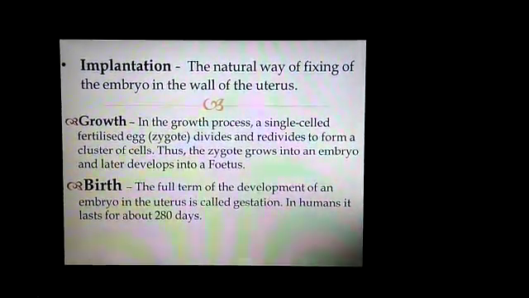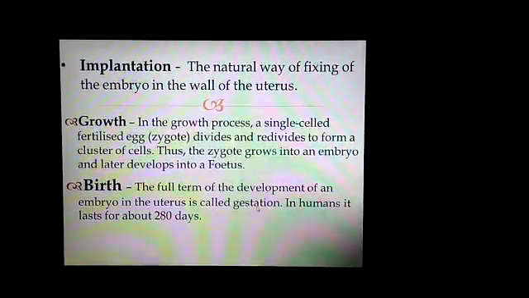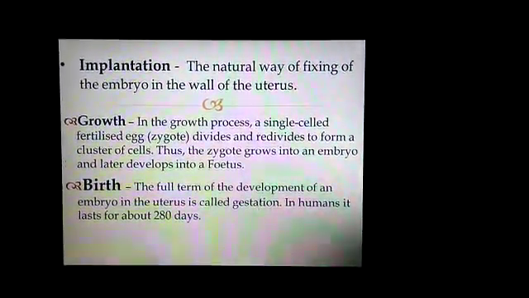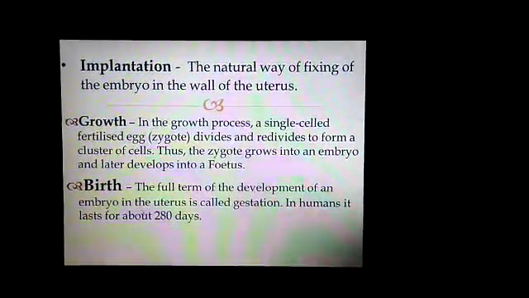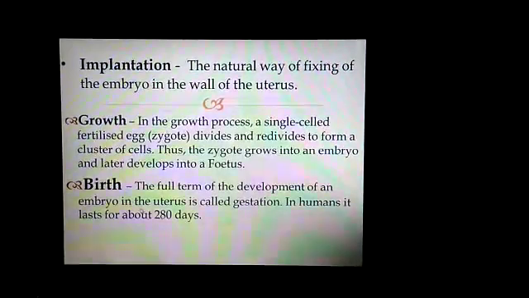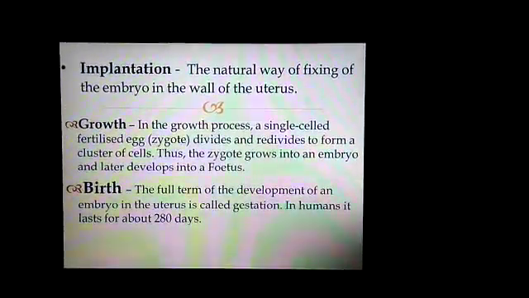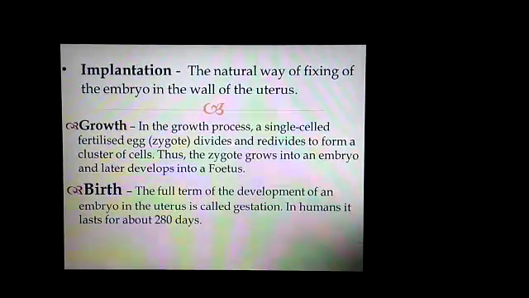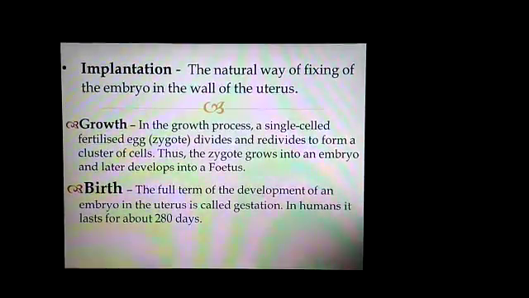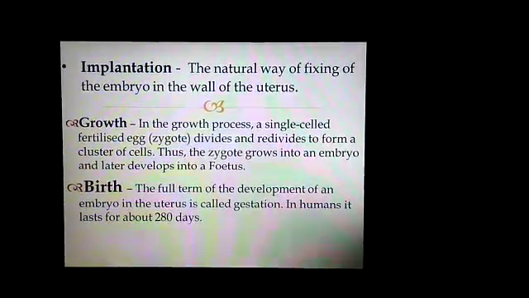The full term of the development of an embryo in the uterus is called gestation, and in humans it lasts for about 280 days. When the embryo fully matures, it comes out from the uterus through the cervix region by the contraction of uterus muscles. This is the complete process of fertilization and development.